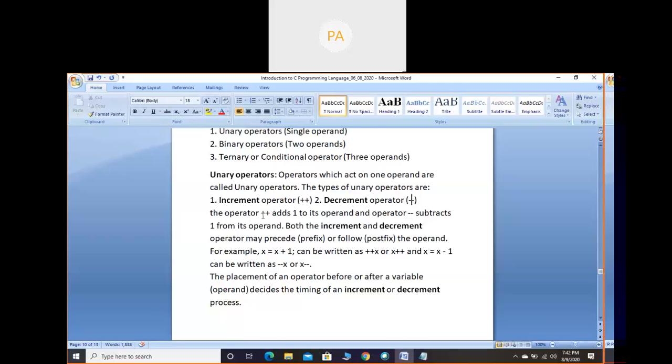Operator plus plus adds 1 to its operand. Operator minus minus subtracts 1 from its operand. Both increment and decrement operators may precede, meaning prefix, before, or follow, meaning postfix, after the operand. So you can write either before the operand or after the operand. Prefix means before, postfix means after. Precede or follow the operand.